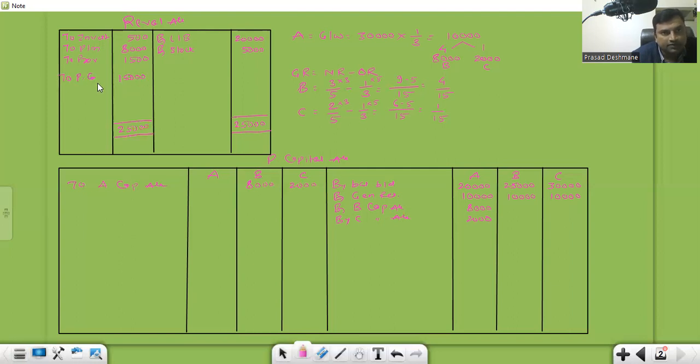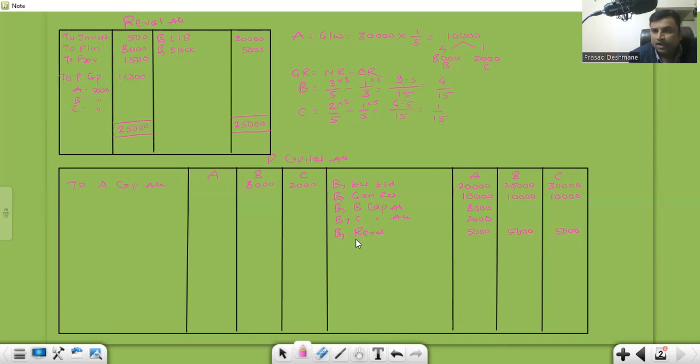This I split between partners' capital, A, B, and C, in equal proportion, so 5,000 each. Correct? 5,000 each. Because I split it equally, because the old ratio of the partners is equal. So what I get on the debit side, I'll split over here on the credit side by reval: 5,000, 5,000, and 5,000. Correct?